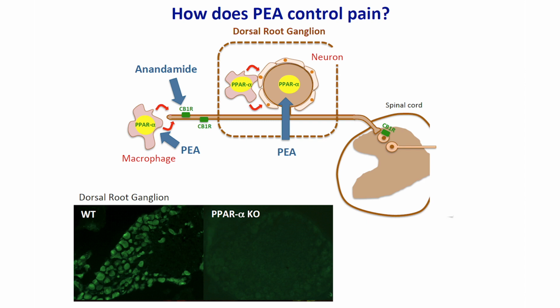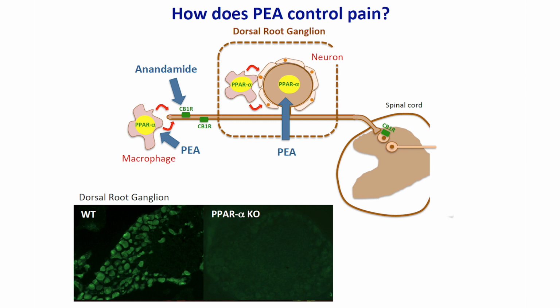And look, the macrophages, as well as the neurons, express PPAR-alpha. And that's how we think PEA works, by activating the PPAR-alpha in these macrophages and blocking the release of pro-inflammatory signals, as well as in PPAR-alpha in the neurons, blocking the activity of the cells.